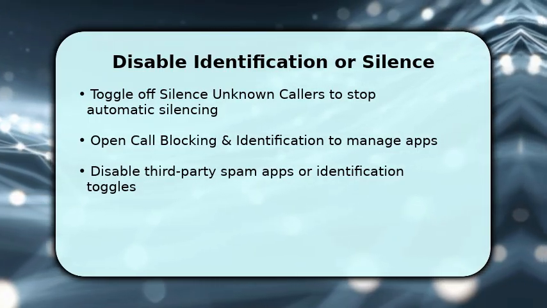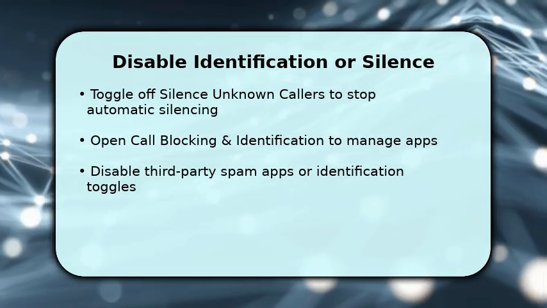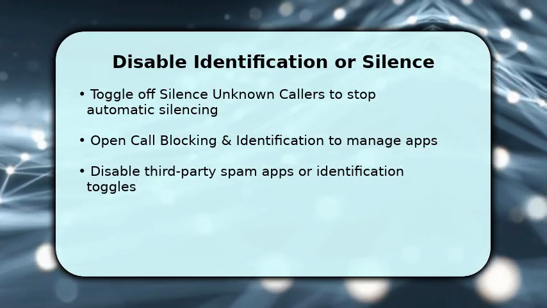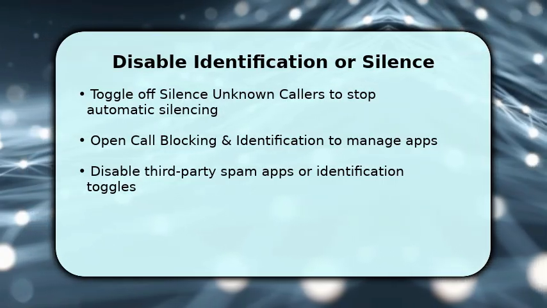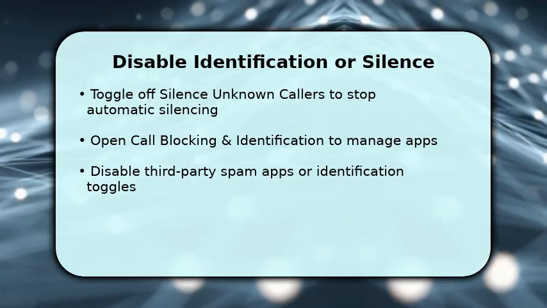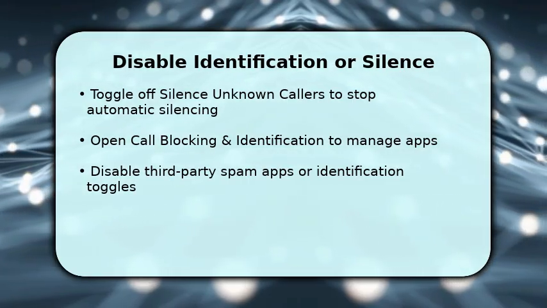You tap the Silence toggle to stop unknown numbers from being silenced so calls ring normally. If you use a spam app, go into Call Blocking and Identification and turn off that app's switch. This stops iOS from using its database to label or block calls. Make sure to confirm any prompts and return to the main phone screen to verify the change took effect.